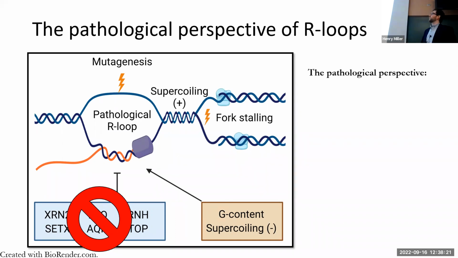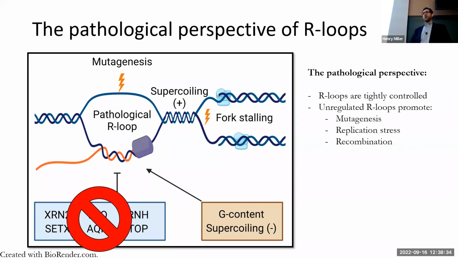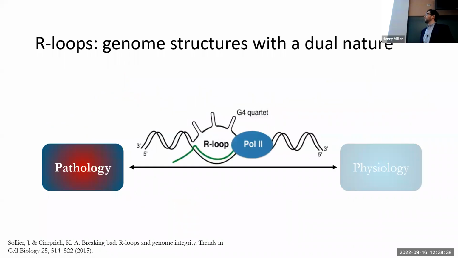So again, the pathological perspective on R loops is really concerned with the idea that R loops are tightly controlled by this balance of R loop formation and R loop resolution, and that when that balance is disturbed, you can encounter mutagenesis, replication stress, and recombination. Okay. Now, as I mentioned, that is the most well-studied context for R loop biology thus far.